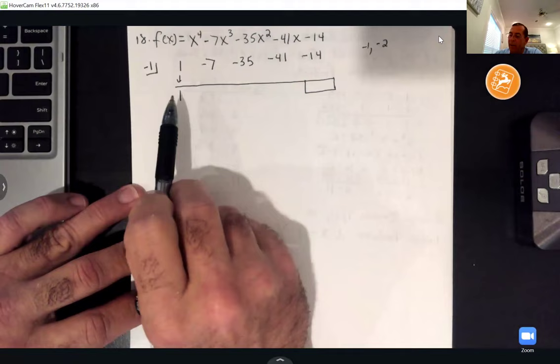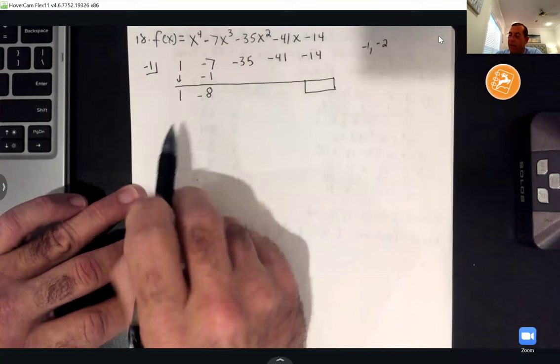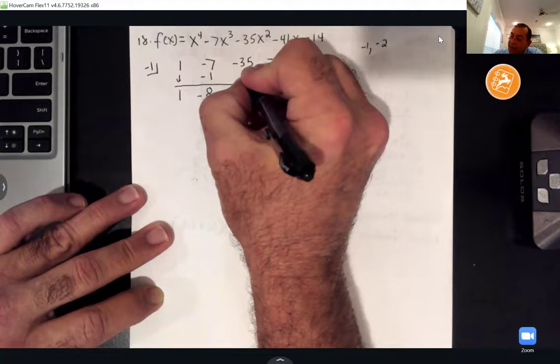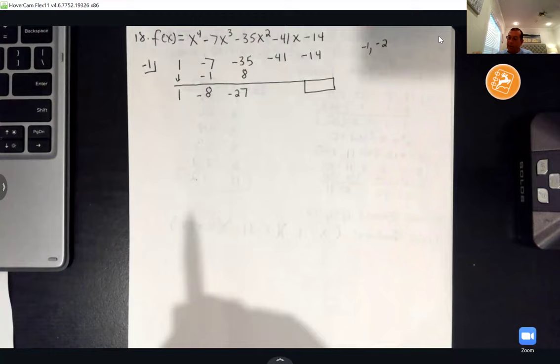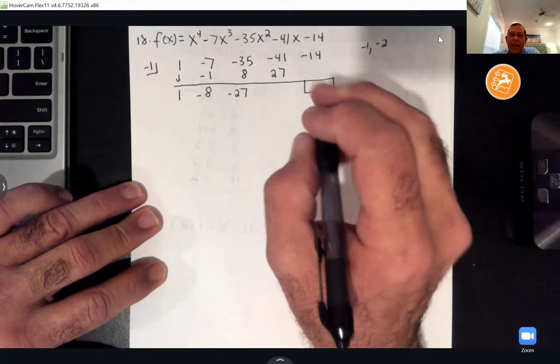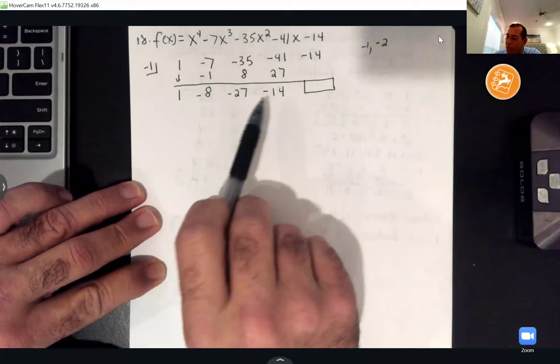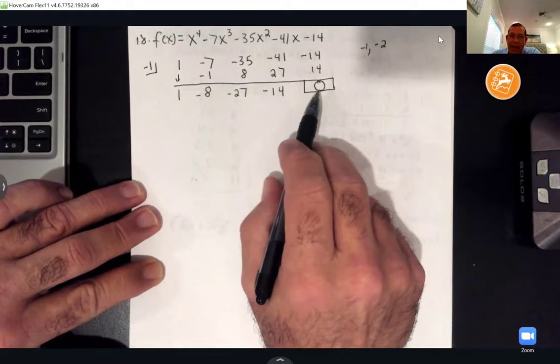Bring the one down. One times negative one is negative one. Negative 7, negative 1, give me negative 8. Negative 8 times negative 1 is positive 8. Oh, y'all, let's see. Negative 35 plus 8 is negative 27. Negative 27 times negative 1 is a positive 27. Negative 41, positive 27, give me a negative 14. And y'all, this is what we wanted. Negative 14 times negative 1 is a positive 14, which gives me a zero remainder. So we definitely know that negative 1 is a zero now.